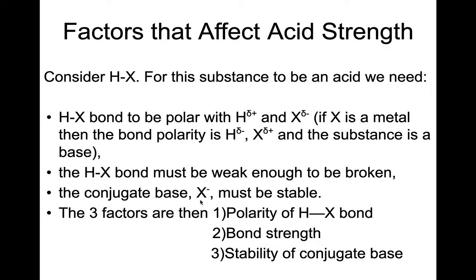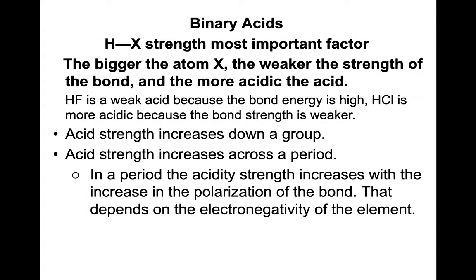Additionally, the conjugate base must also be stable. So the anion on its own must be stable. So these are our three factors: the polarity of the bond, the strength, and the stability of the conjugate base. For binary acids, acids in which there are only two elements, the bond strength is the most important factor. So the bigger that the X atom is, the weaker the strength of the bond, and so the more acidic the acid.